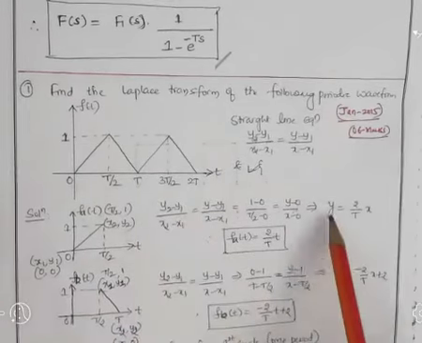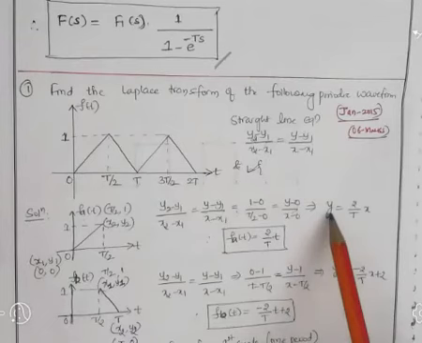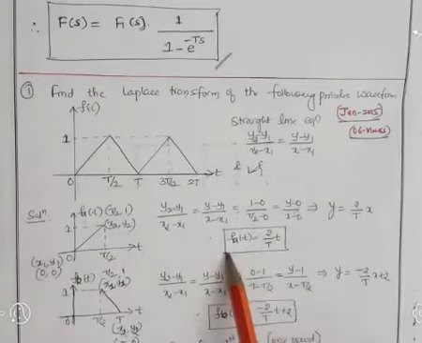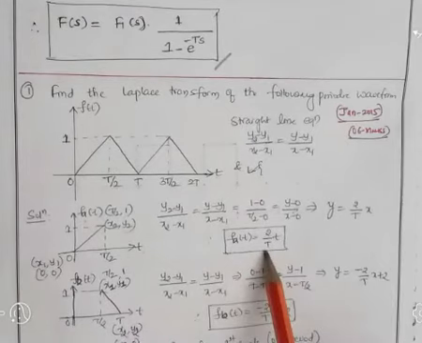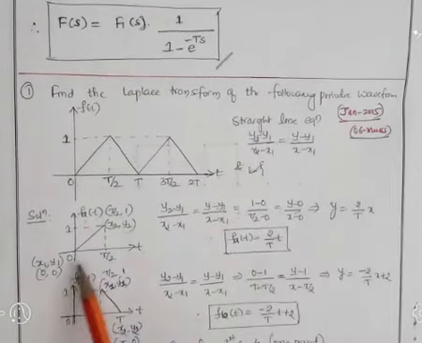Let us substitute these coordinate values in the straight line equation. Then we get y equal to 2 by T times x. y stands for fa(t), x stands for t. Hence fa(t) equals 2 divided by capital T times t. This amplitude is present for the duration 0 to T by 2.